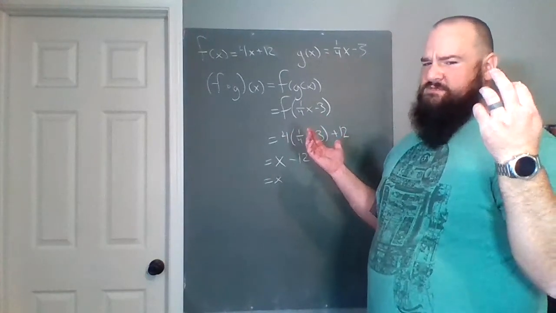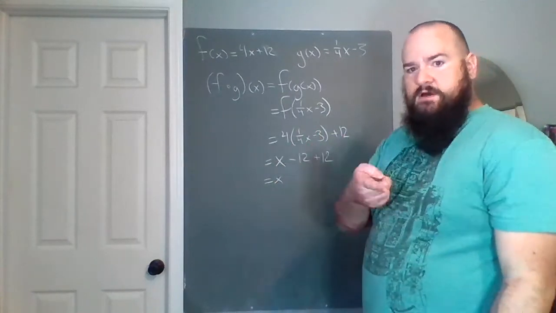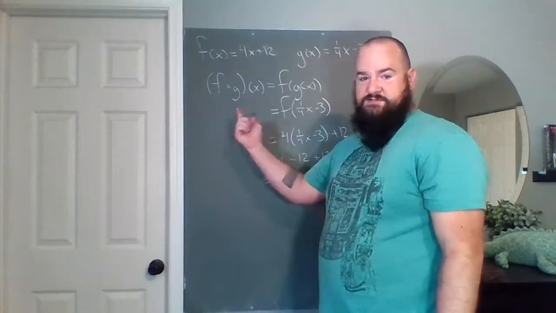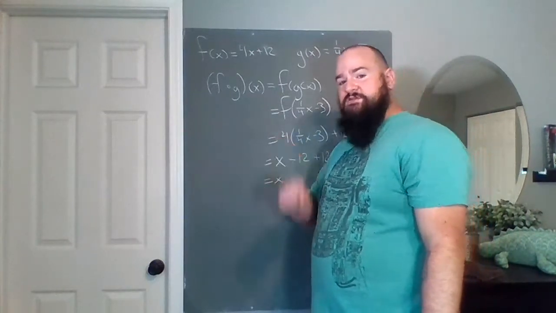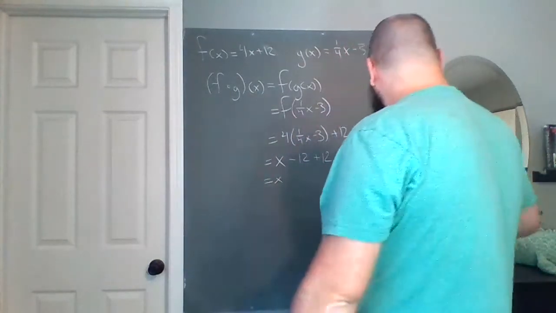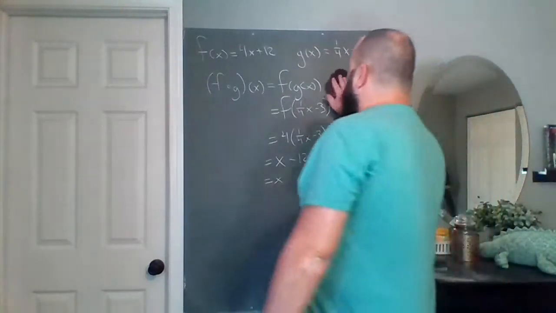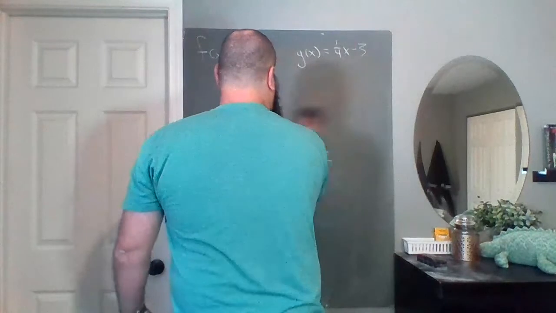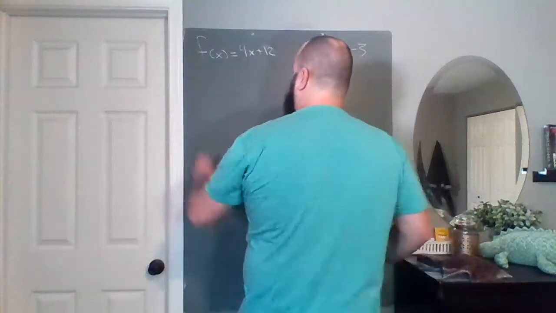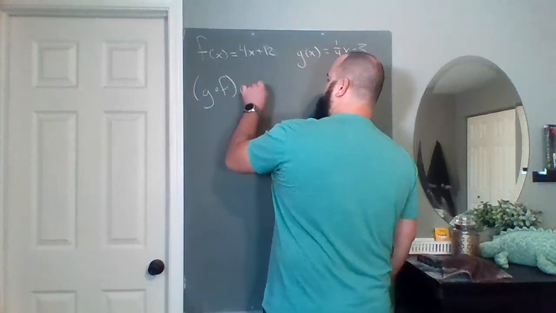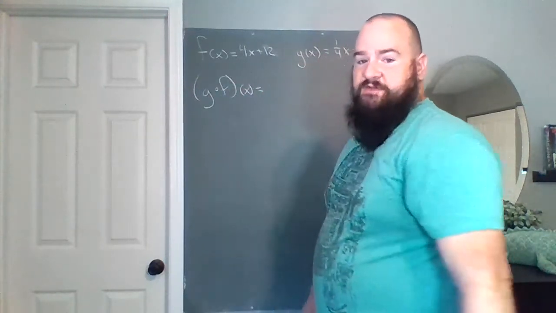They must be inverses. But we didn't check the other way, right? And we know that just because f of g of x equals x, that doesn't mean that g of f of x is going to equal x. So we have to check the other way too. So, I don't have a lot of board, so we're going to erase this. So we're going to look at g of f of x this time.